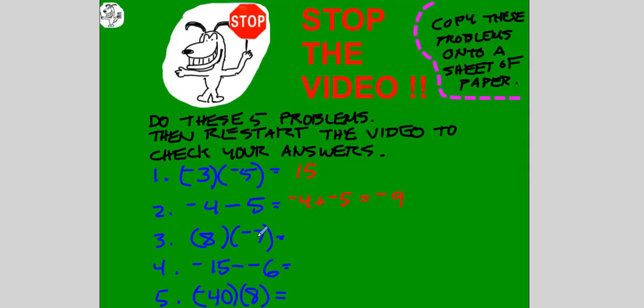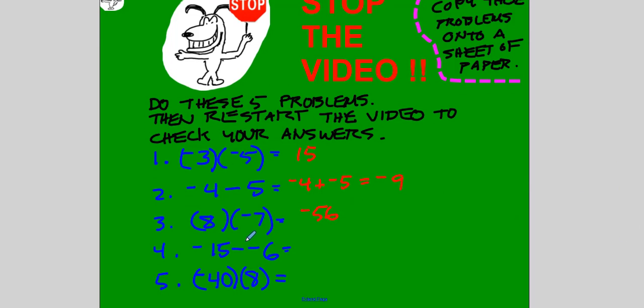3, a positive times a negative is a negative, so this is going to be -56. Number 4, I'm going to change that to a plus. So I have -15 plus 6. Opposite signs subtract. 15 minus 6 is 9. So -15 is further from 0 than 6, so my answer is negative, so it's -9. The last question, negative times positive is negative, so 4 times 8 is 32, so 40 times 8 is 320, so the answer is -320.